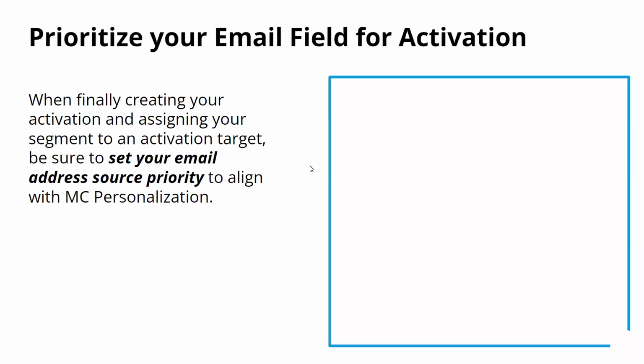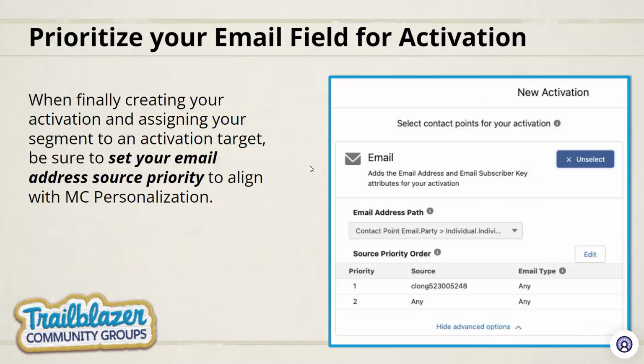The standard publish will then get you to the next step, which is you're going to prioritize your email. Sorry, you're going to prioritize. It's a better way of saying that, Jacob. Your email field for activation. You do need to make sure that you set your email address source priority to align with Marketing Cloud personalization. So as you create identity types within personalization, which is the way that personalization can understand that's an identity type as an email versus a customer identifier versus a CRM 18-digit contact ID or a lead ID, you have to follow a similar structure for the activation to send the information and for it to be reconciled correctly within personalization.